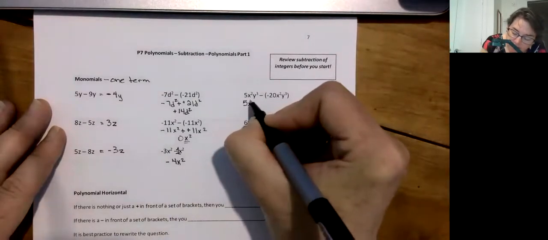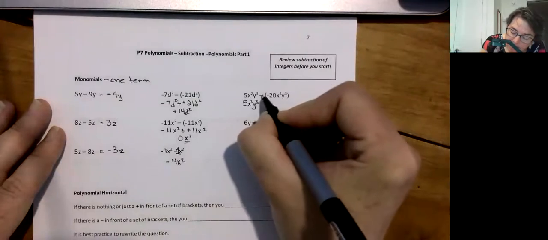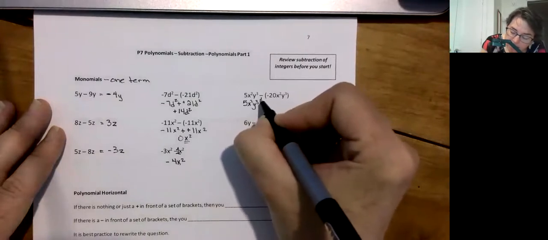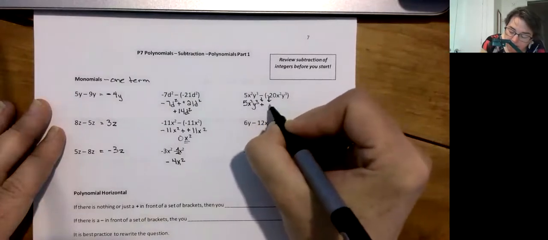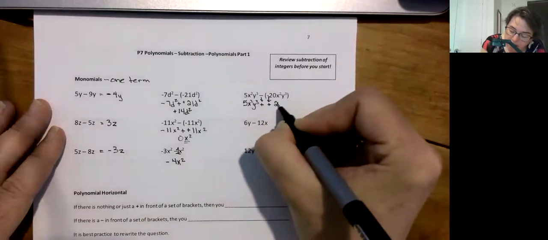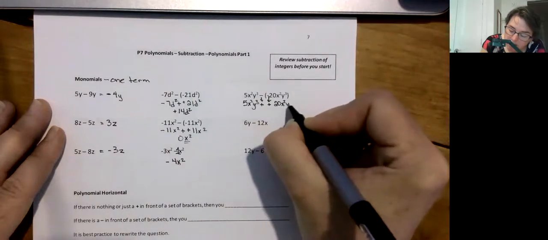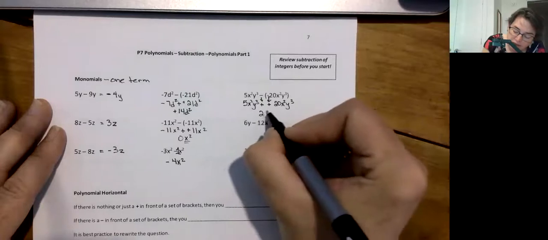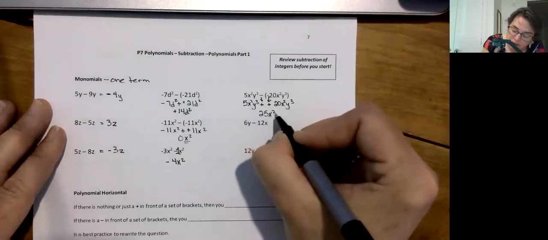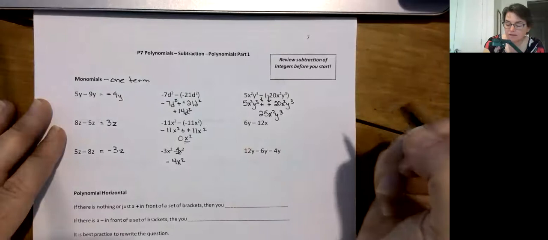So 5x squared y3, change my subtraction, goes to a plus. My negative goes to a plus 20x squared y3. So now look, they're both positive. We're putting them together, so we're going to get 25x squared y3. And ta-da!